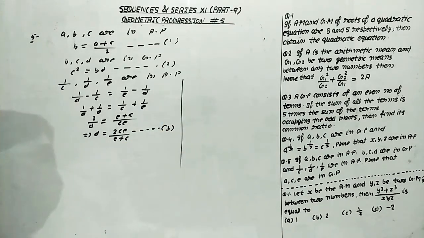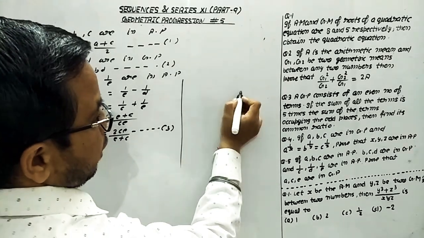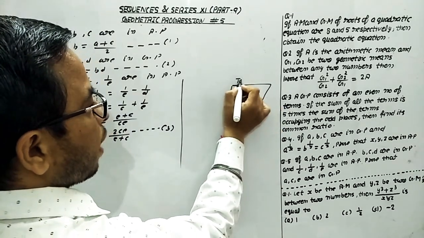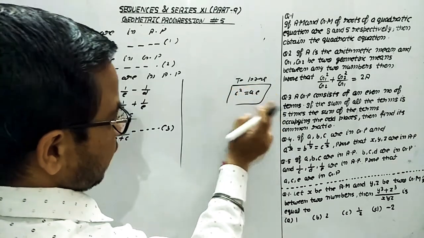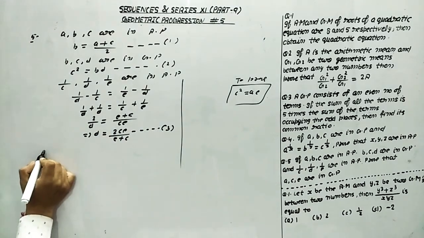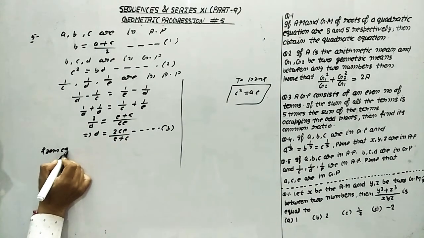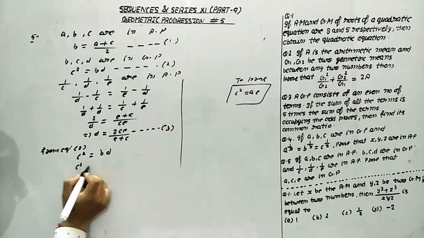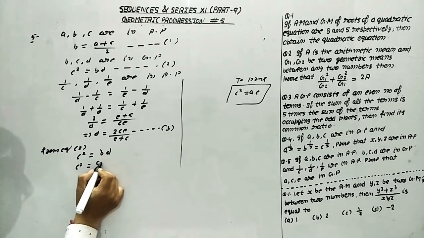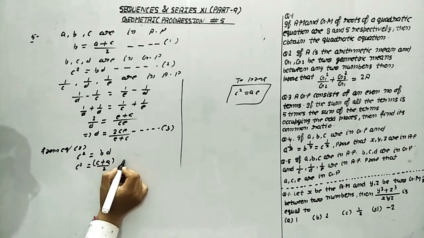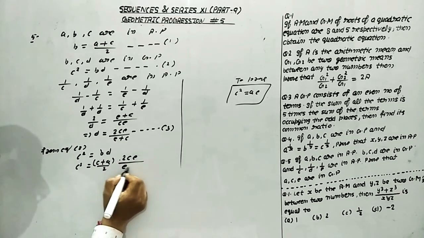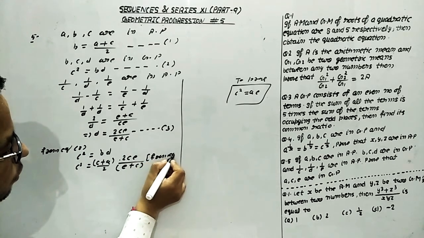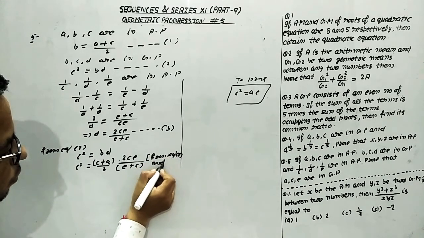Now look at this thing. What do we have to prove? We have to prove that A, C, E are in GP. It means we have to prove that C square is equal to AE. Now from equation 2 we have C square is equal to BD. Substitute the values of B and D from equations 1 and 3. What is the value of B? A plus C upon 2. What is the value of D? 2CE upon E plus C.